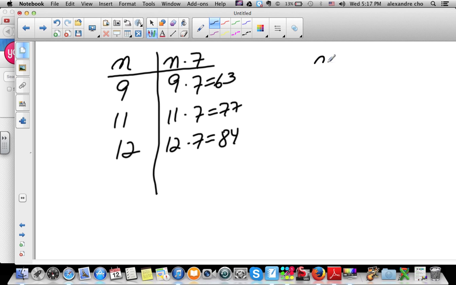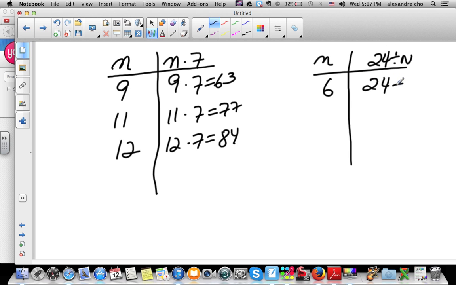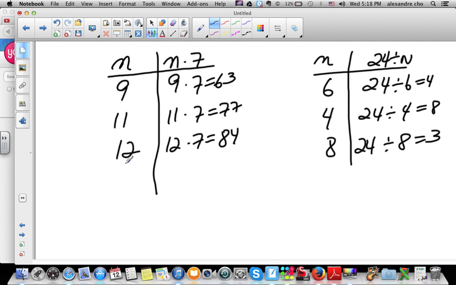Okay. Number 4, you get n. Okay. And they want you to try 24 divided by n. Let's try 6. What happens to this when it's 6? So it's 24 divided by 6, which is 4. What happens when it's 4? 24 divided by 4, which is 8. And what happens when it's 8? 24 divided by 8, which is 3.